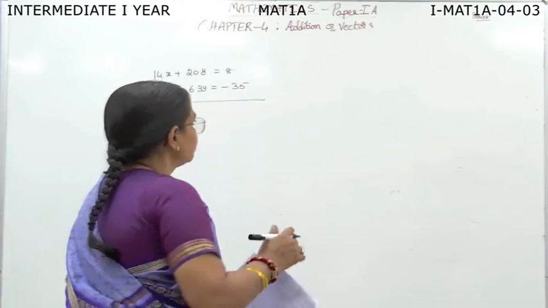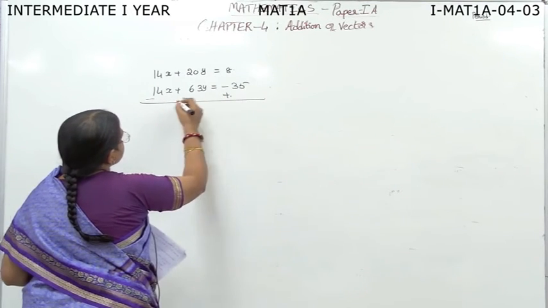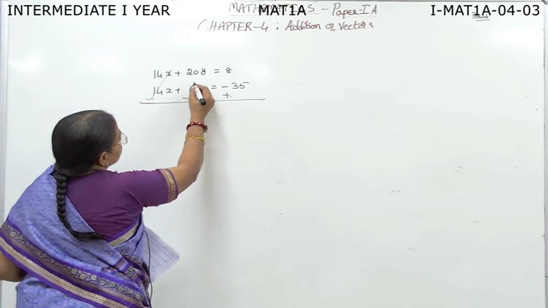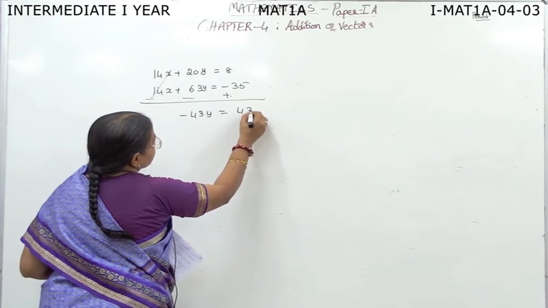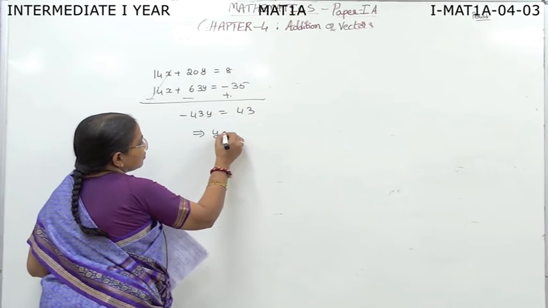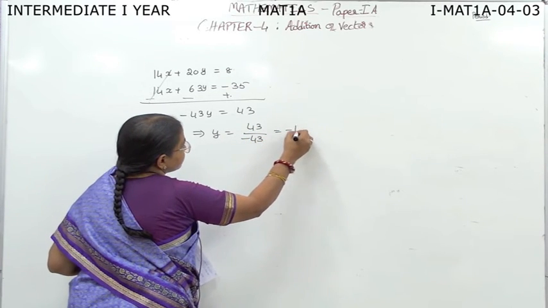Now we'll solve these two equations. So minus and then plus. So these two get cancelled. So this is minus 43y is equal to plus 43. So y is equal to 43 by minus 43, that is minus 1.